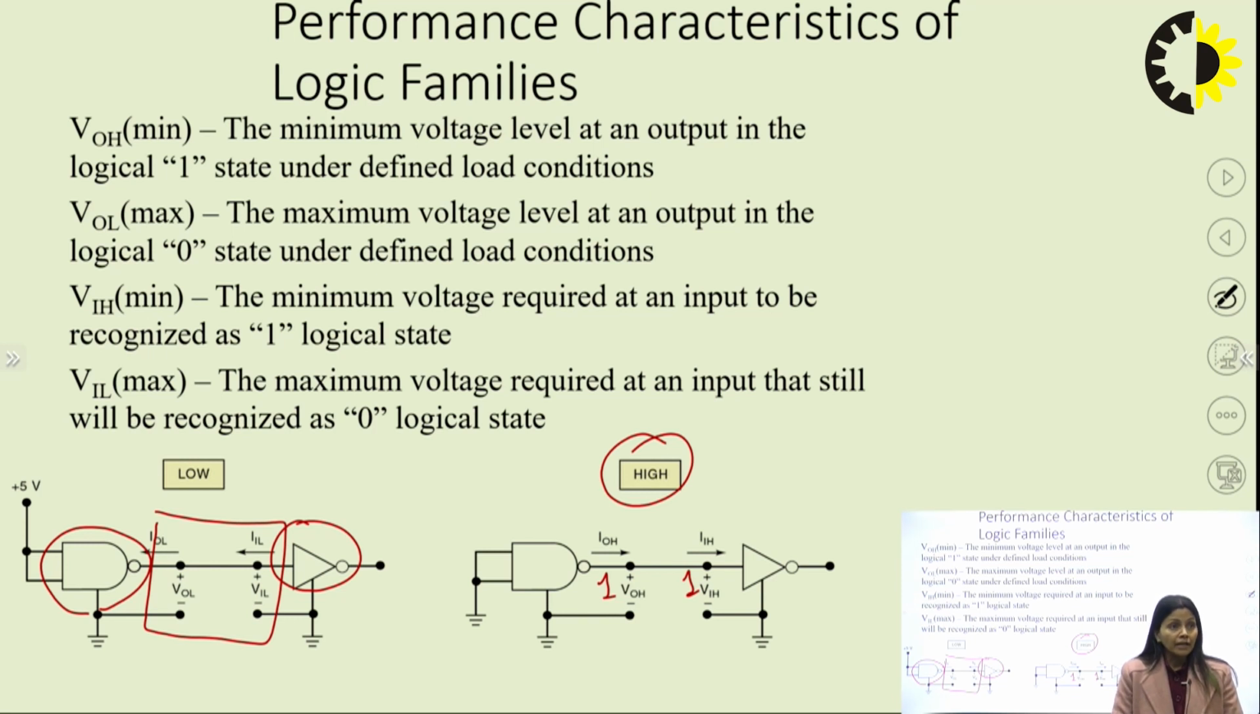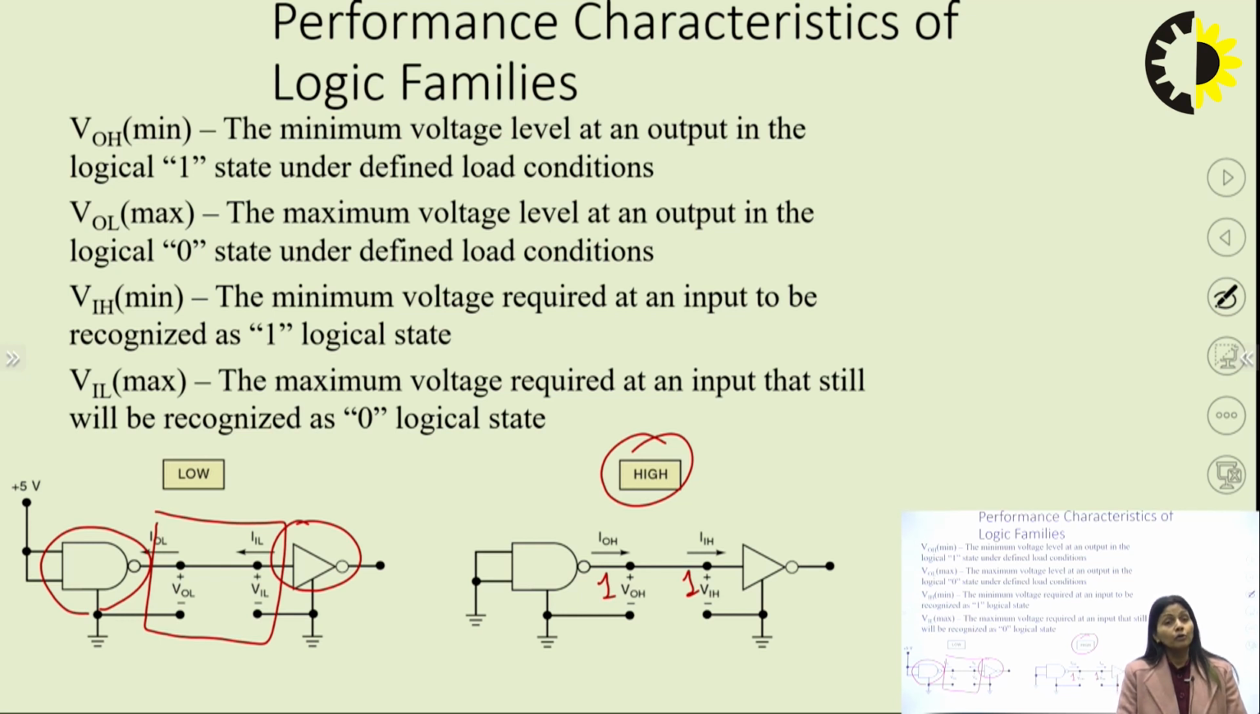So in that way I can say VOH minimum is the minimum voltage level at an output for logical 1 state under defined load conditions. Similarly, VIH minimum, the minimum voltage required at the input to be recognized as one logical state.